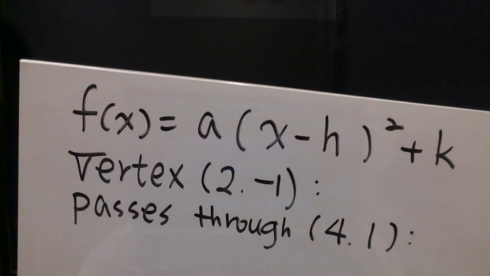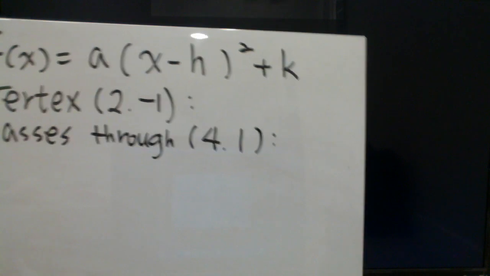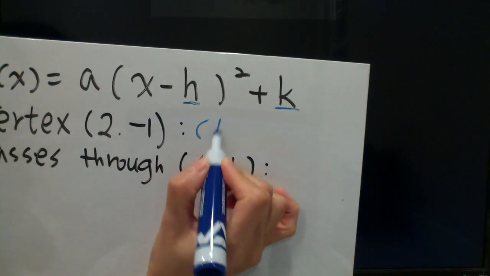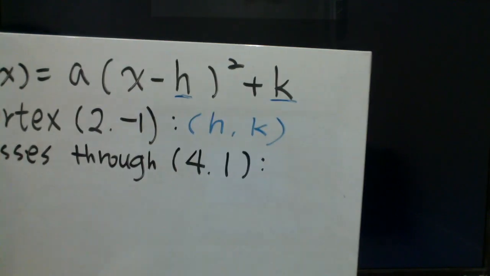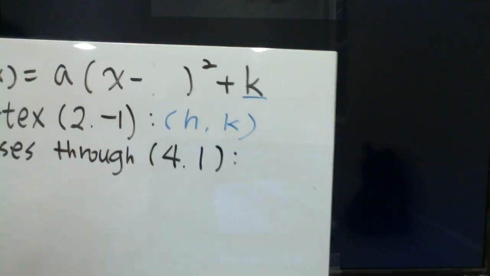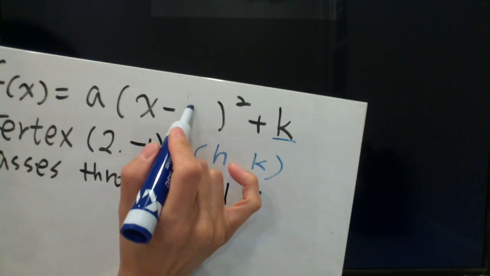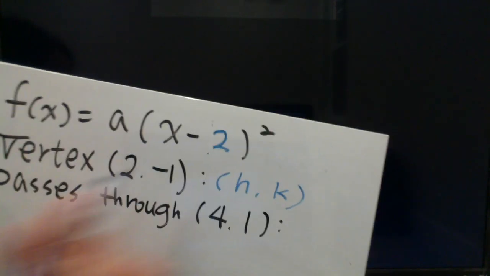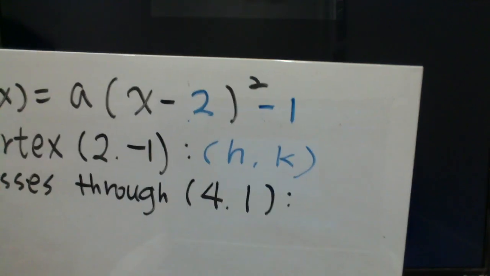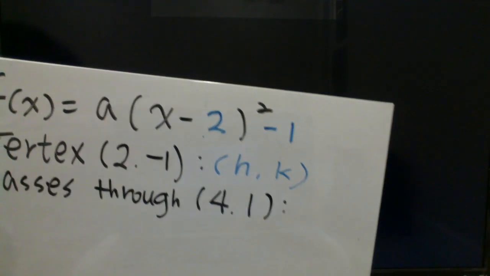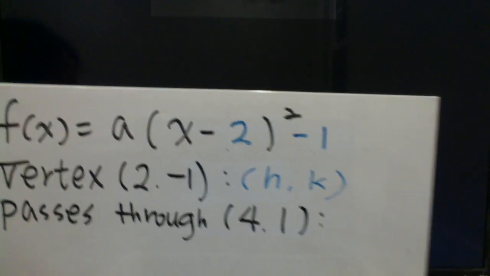Well, let's see. So vertex means this H and K, right? So I can change this as H and then K. So I will substitute the equation that we want to find right here. H is 2, and then K is given, right? -1. So our goal is to find the A. So we don't know this A.